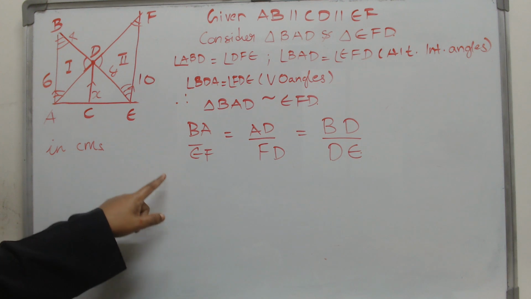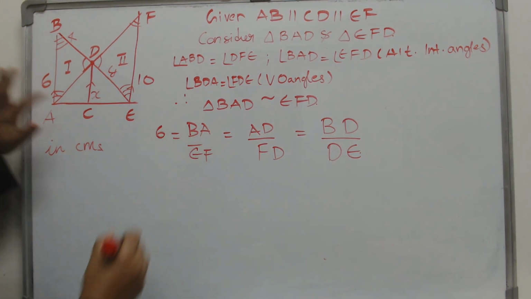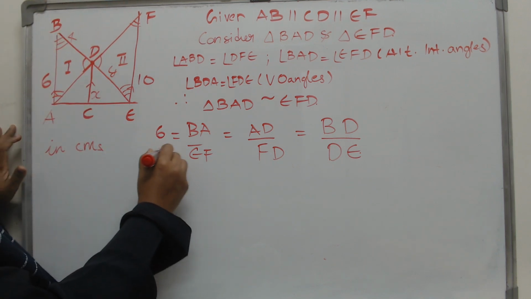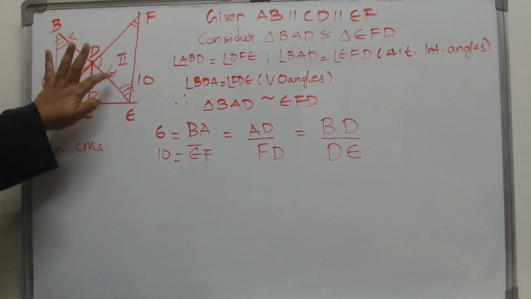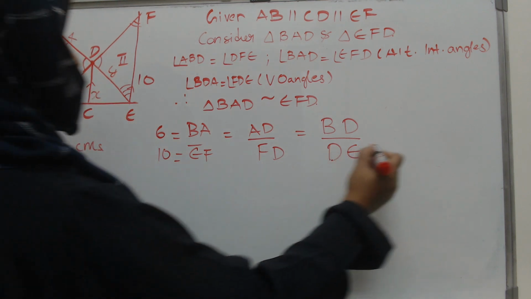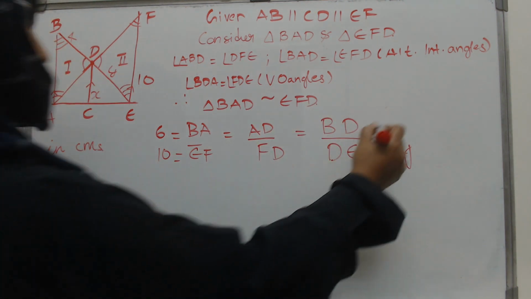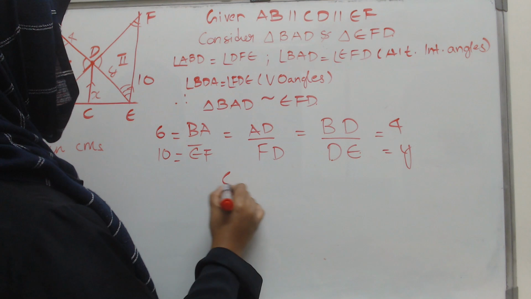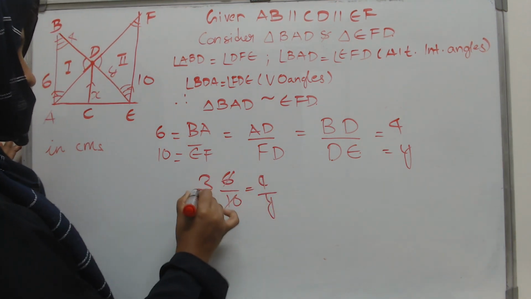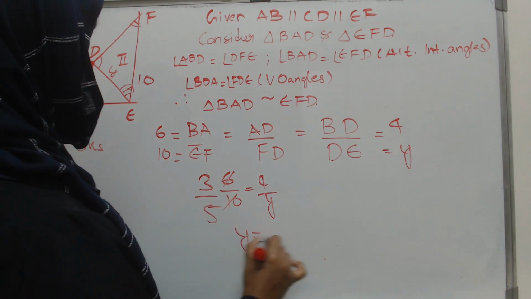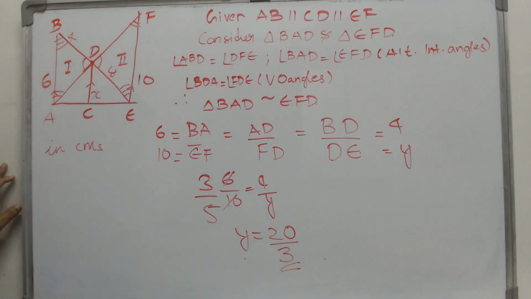Now which values do we know? Here BA, we know it is 6, EF, we know it is 10, and what do we need to find? We are trying to find what DE is. Here it comes. This is y. Do we know what BD is? It is 4. So there you have what? 6 by 10 is equal to 4 by y, which means y is equal to 20 by 3. So this is the value of y.